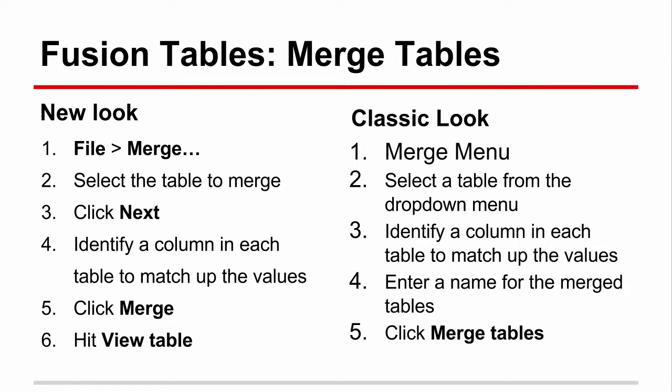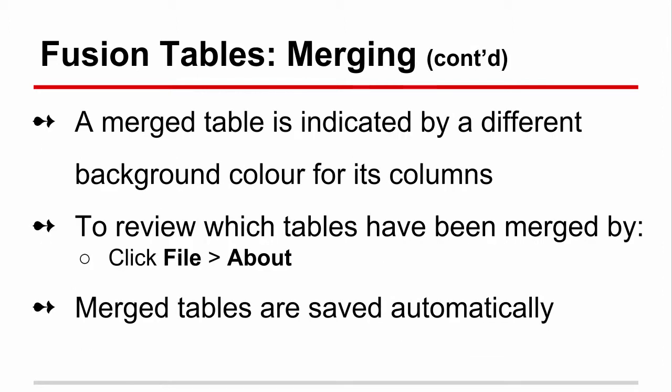Classic View forces you to save the merged file, so you will need to give this table a new name. Then click Merge Tables. Merge tables are indicated by the different background colors for each column name. Each color indicates a different merged file. If you need to review which tables have been merged together, just go to the File menu, then click About or About this table. This window will list the files for all the tables merged together.